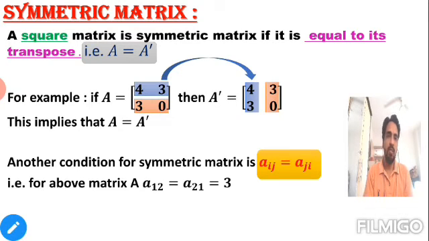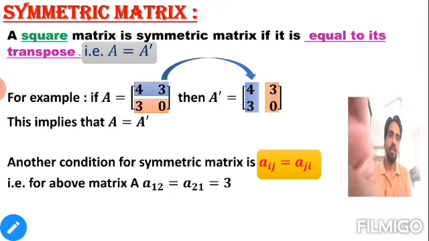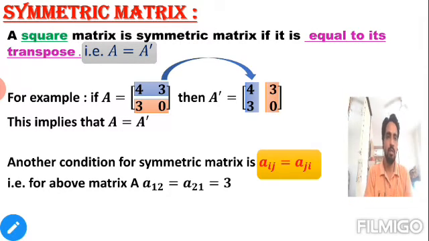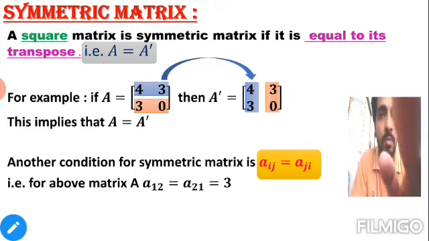Another condition for the symmetric matrix is that Aij is equal to Aji. What is the meaning of this? Means, in terms of the position of elements, you will understand that A12 and A21 both are going to be the same. How they become the same, let's understand.